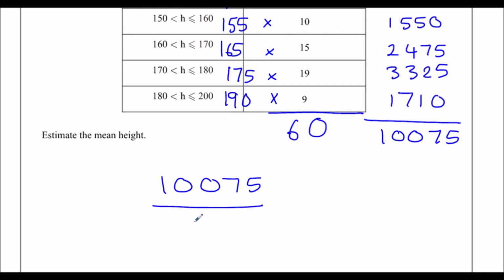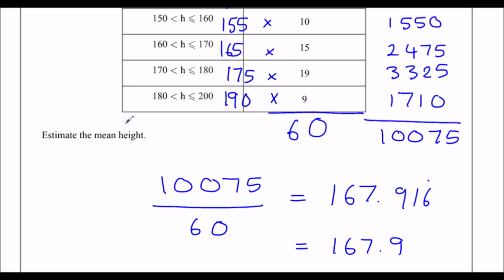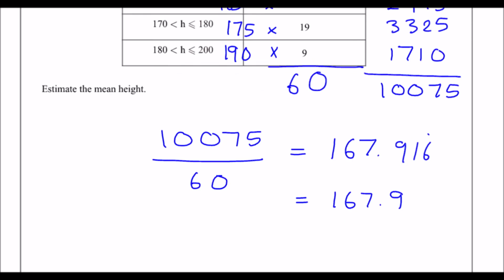So for a mean, we add them all up and divide by how many? So 10,075 over 60, and that's 167.916 recurring centimeters. And I'll just write that to one decimal place, 167.9.